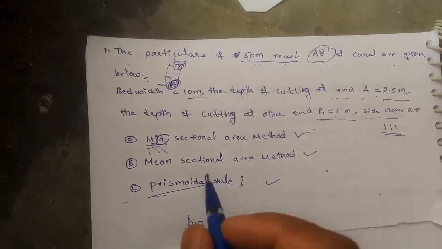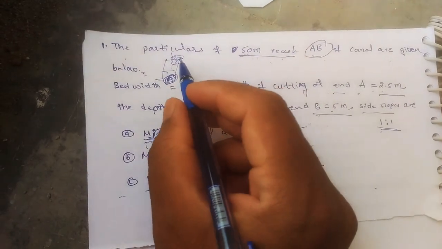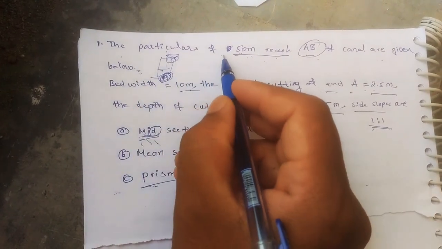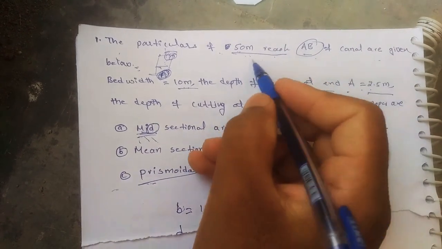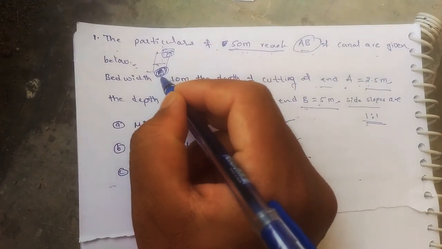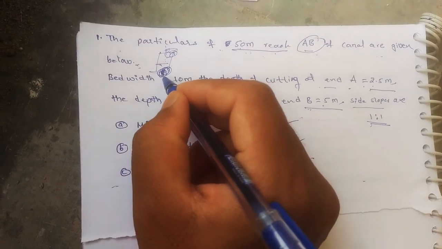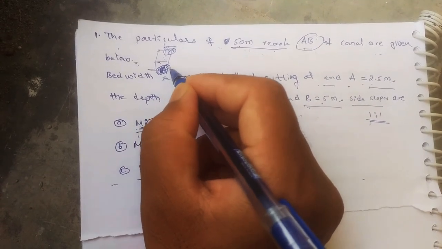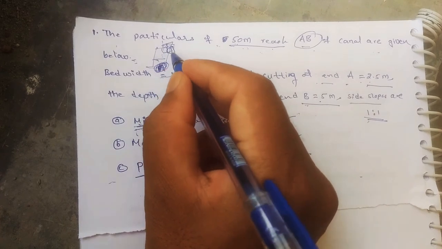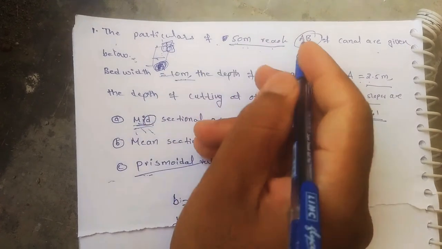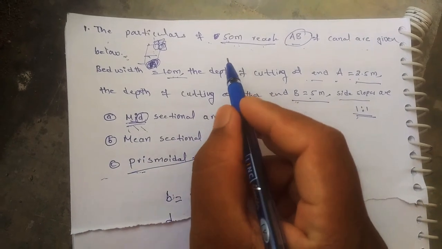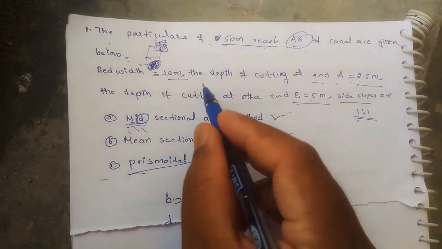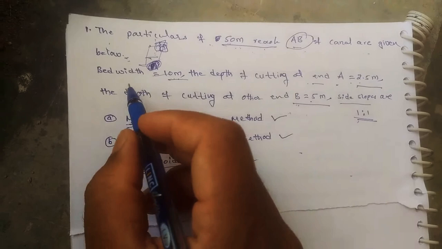So, this problem I want to explain in this class. The particulars of a 50 m reach A, B of a canal are given. One canal is there. The first end will be taken as A, and the other end will be B. Two ends, A and B. For this canal, the following dimensions are given.